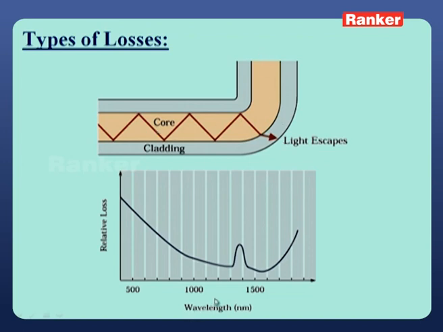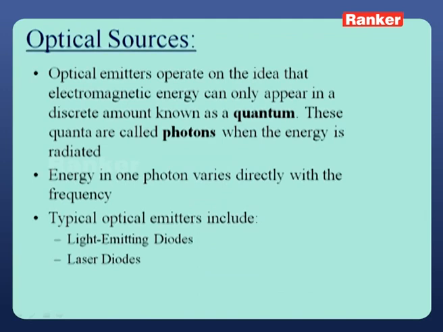Now this gives the losses that appear at different wavelengths. Here there are two windows, that is 1310 and 1550 nanometers. The wavelength is taken in nanometers. At 1310 nanometer and 1550 nanometer, the losses are very less. So in most practical cases, they use these two windows, 1310 nanometer and 1550 nanometer, for practical applications. And we are discussing different optical sources.